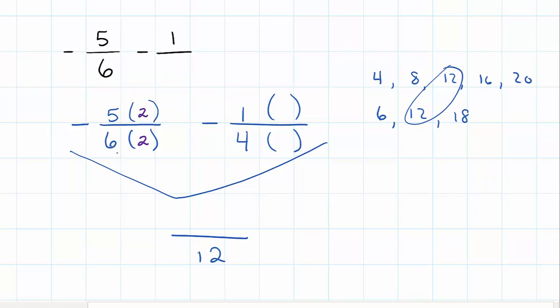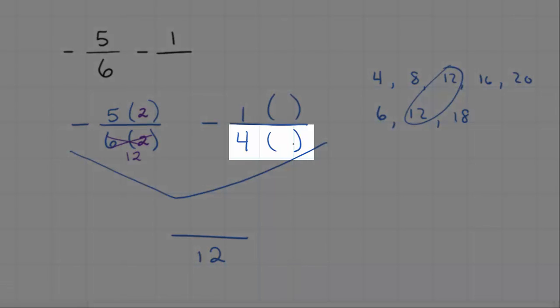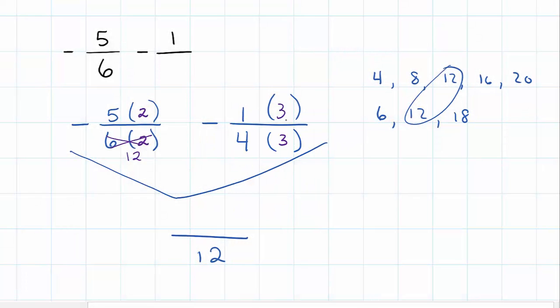So I have to do that with the numerator and denominator. So there's 12. How does 4 become 12? Well, it'll become 12 if I multiply it by 3. So again, I do it with the numerator and the denominator. And now I just have to make sure that I do the multiplication for the top here. I've got 5 times 2, which is 10. And since we're going to have a negative here, it's going to be negative 10. And then we're going to subtract 1 times 3, which is going to be 3.